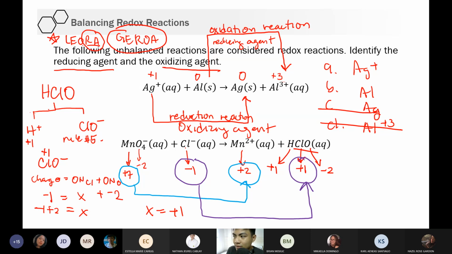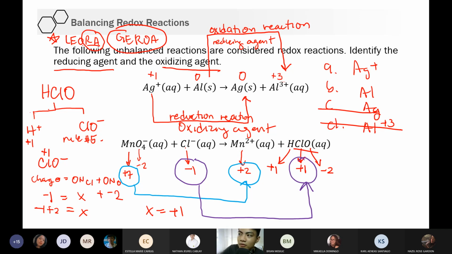Okay? So, baka isipin mo, baka yung oxygen. Okay? So, it is usually the metal and the non-metal that changes oxidation number. So, yun na yung tip ko sa inyo. So, kita nyo, yung MnO4, yung Mn na 7, naging 2 na lang. And then for Cl, na negative 1, after the reaction, naging HClO siya. Naging positive 1 oxidation number niya.